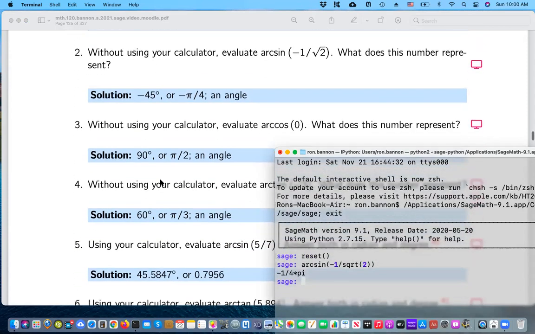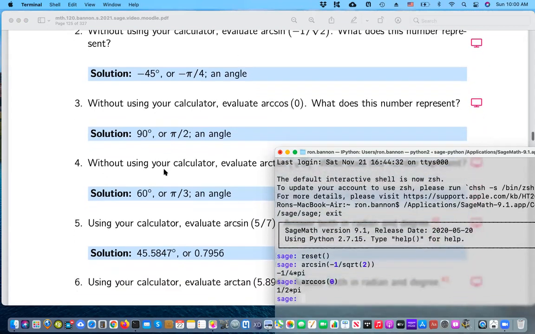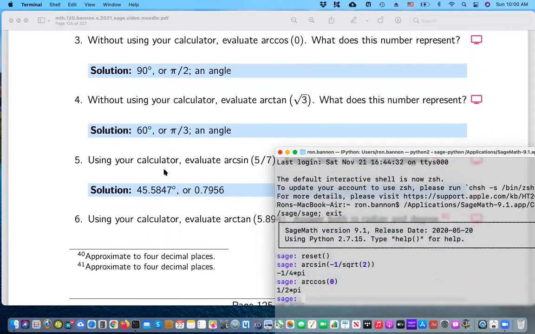Let's do this one over here, arc cosine of 0, right? I said that was going to be 90 degrees or pi over 2. So what happens? Pi over 2, all right, half of a pi. Let's do this one over here, arctangent of the square root of 3. What do we say it's going to be? We said it's going to be 1/3 of a pi. 1/3 of a pi, exactly what they said.